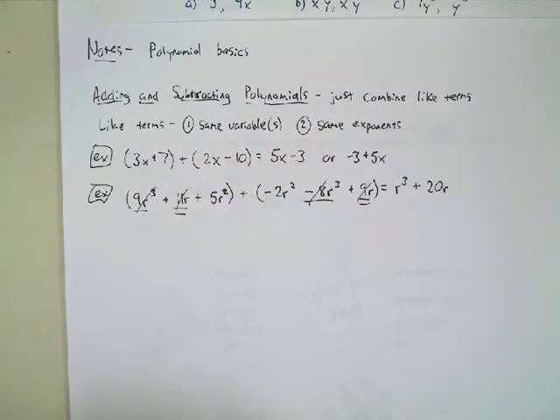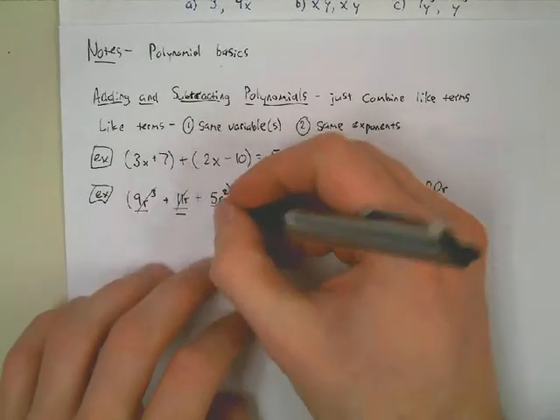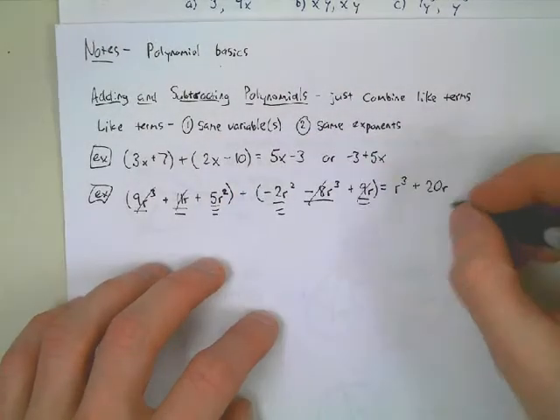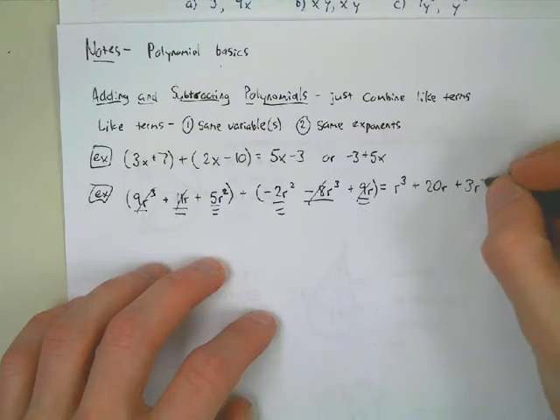All right, last thing, Jaden. What else do we have here to combine? 5r squared and negative 2r squared. That's right. 1, 2, 3, 1, 2, 3, like that. Boom. So we get plus 3r squared. Okay.